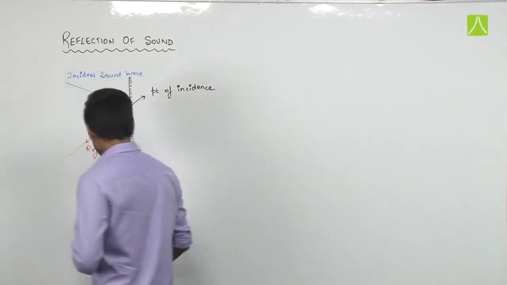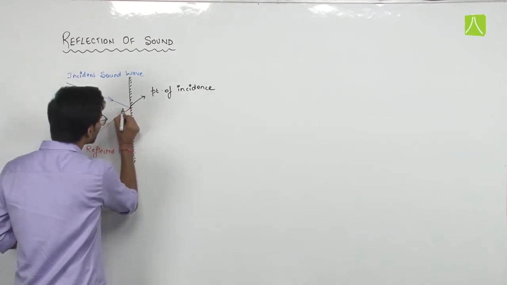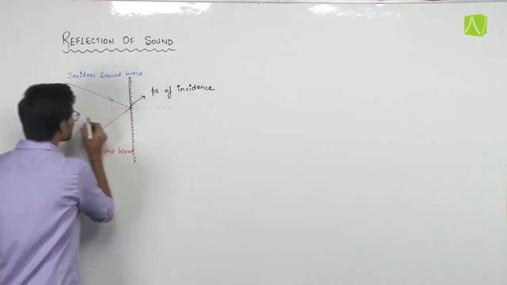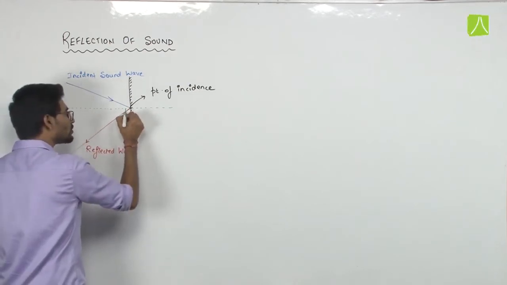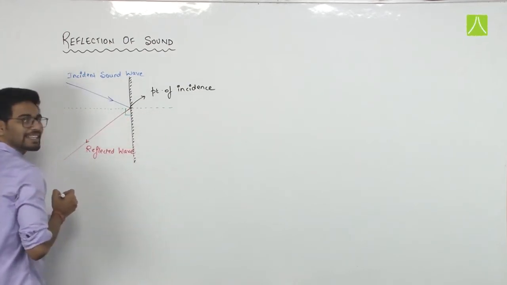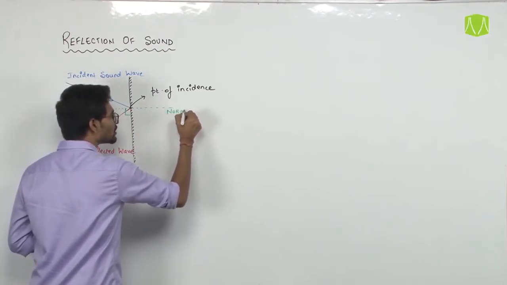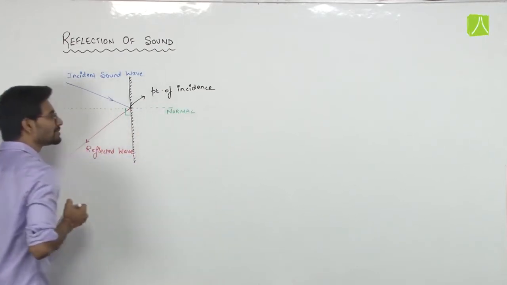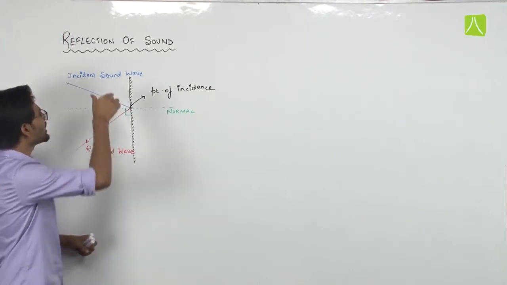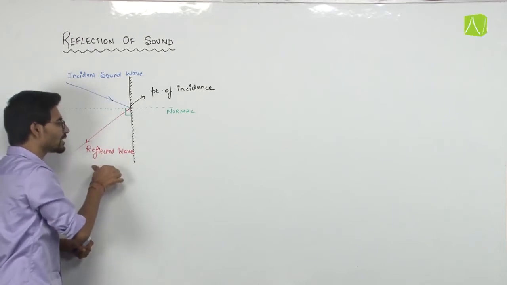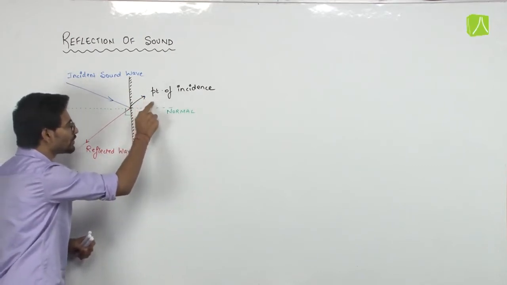At the point of incidence, if I draw an imaginary line such that it is perpendicular to the surface like this, then this imaginary line is known as the normal. So we are having three things. One is the incident sound wave, the other is the reflected sound wave, and the third is the normal. There is also a point of incidence.